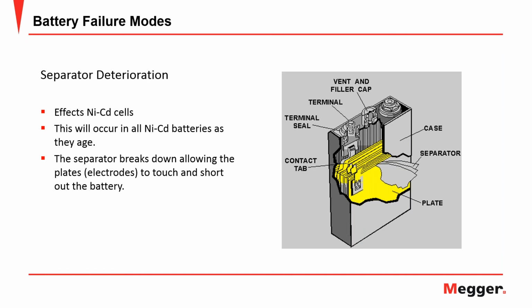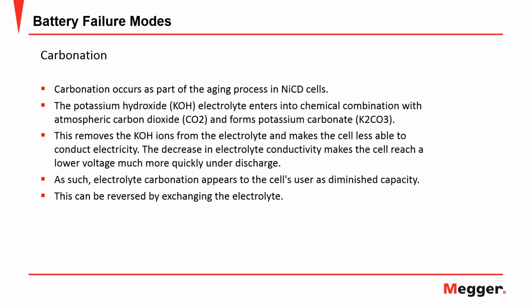Now, you can also have carbonation in them, and again, that's part of the aging process. As I mentioned, they have an alkaline electrolyte. The potassium hydroxide will enter into a chemical reaction with the carbon dioxide in the atmosphere that forms potassium carbonate. This has a higher resistance, so the battery won't pass as much current. It looks like its capacity is being diminished. You'll see this as a rise in impedance, and this can actually be reversed by exchanging the electrolyte in the battery. Okay.